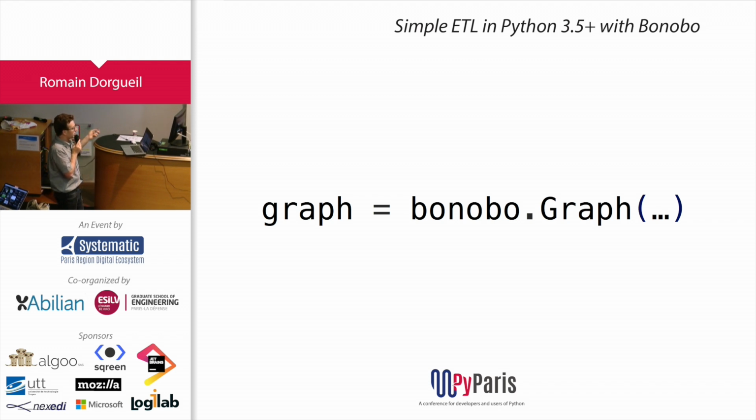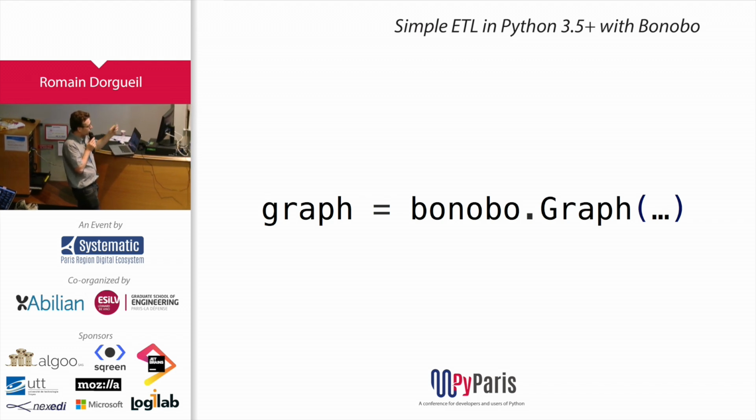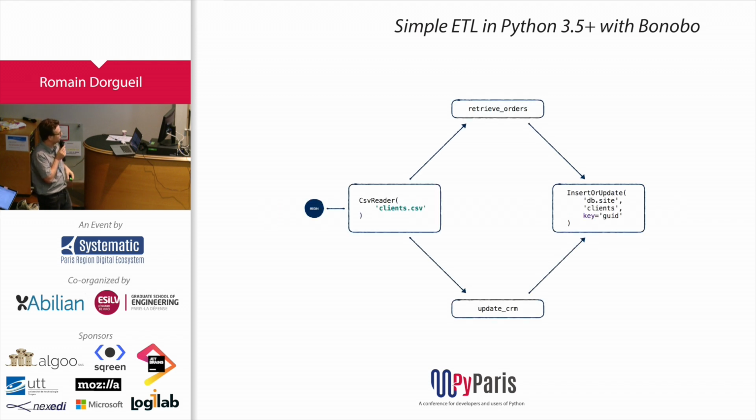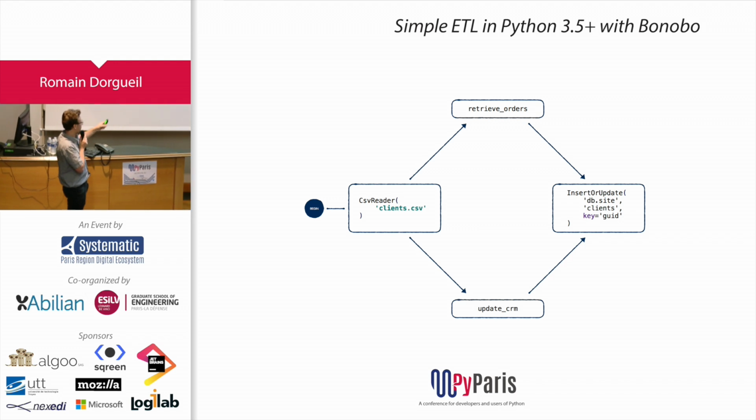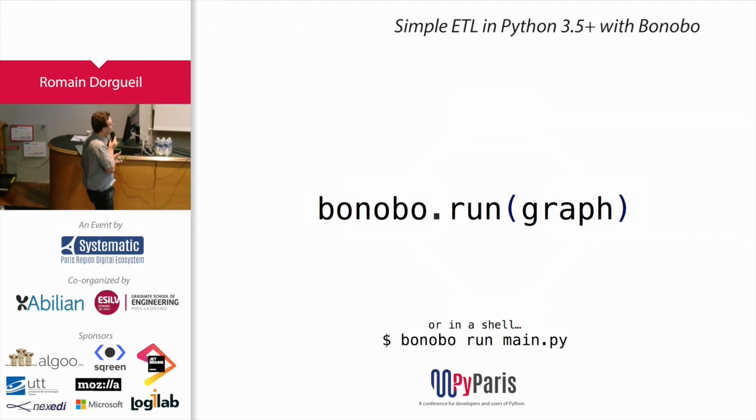So what happened behind the scene? Sorry. So bonobo.Graph is just a very simple and naive data structure to represent graphs. It stores nodes, and it doesn't change your nodes, it just stores them, and it connects them with edges, and that's it.